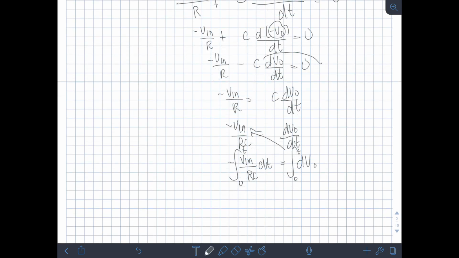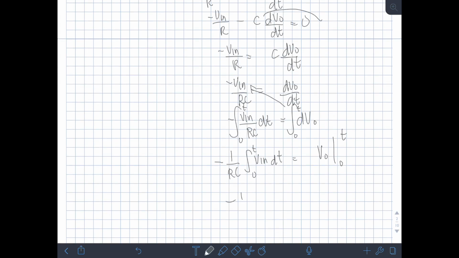Dito sa left side of the equation, pwede nating ilabas yung constant na negative 1 over RC, then integral of Vin dt from 0 to t is equal to, this time, pwede nating ma-integrate itong dVO, which is VO from 0 to t. Okay? So, we have negative 1 over RC integral ng Vin dt from 0 to t is equal to, evaluate natin itong VO from 0 to t. So, we have VO of t minus VO of 0.